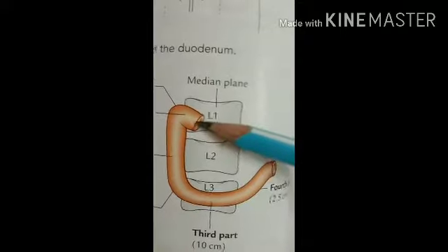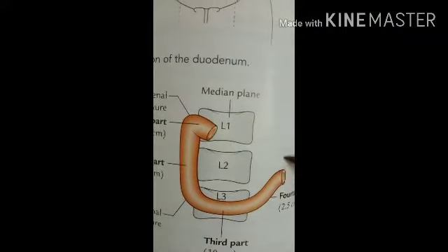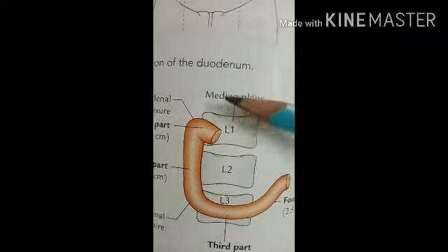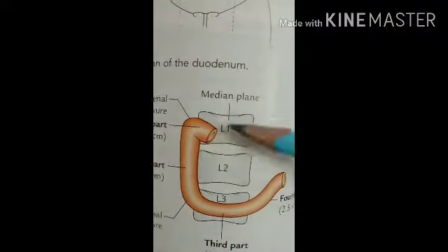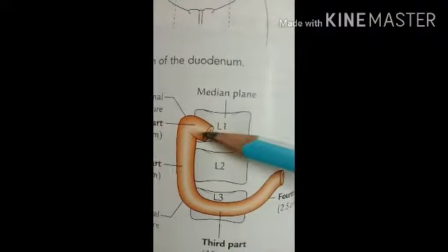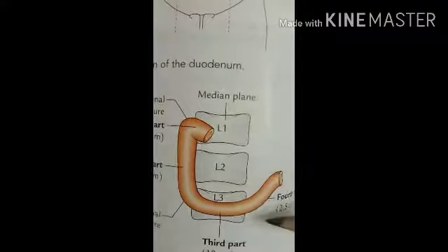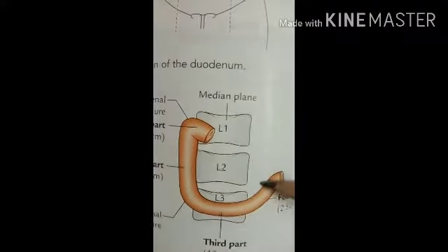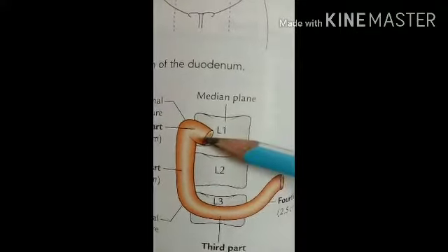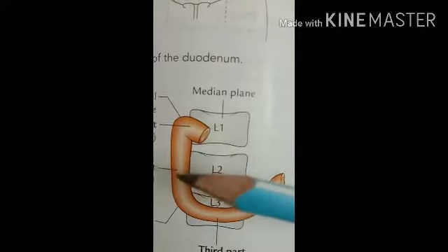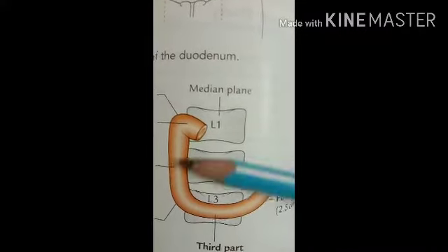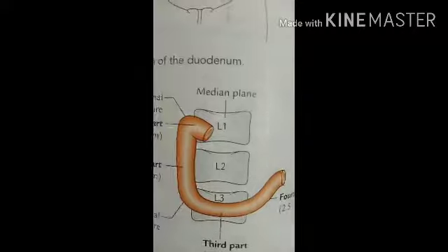Most of the duodenum is retroperitoneal and fixed, except its two ends, this upper end and this lower end, where it is suspended by a fold of peritoneum. Therefore these two ends are mobile, whereas the other part of the duodenum is fixed. Anteriorly the duodenum is partly covered by the peritoneum.